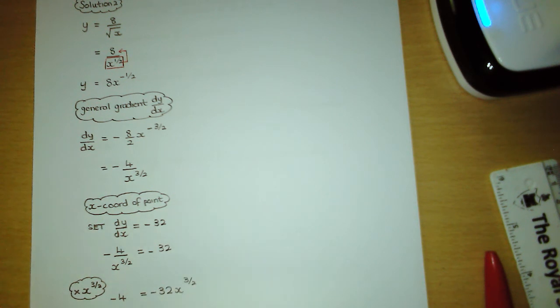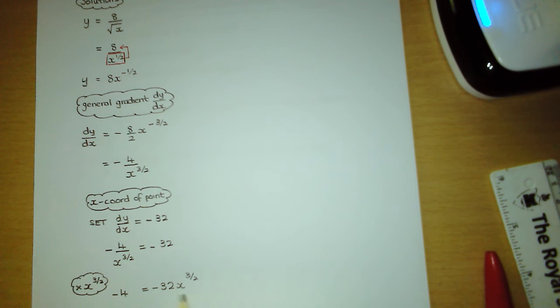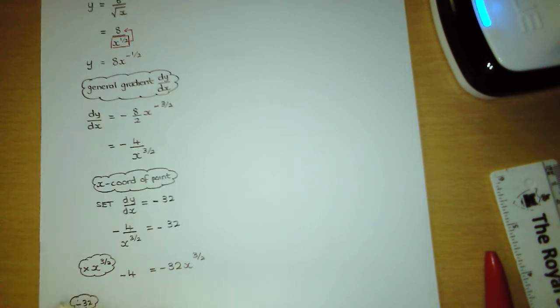So we're going to end up with minus 4 is equal to minus 32x to the power of 3 over 2. Now, we're going to get x by itself, so I'm going to divide both sides by minus 32. So we're going to have minus divided by minus is going to give us a plus, and then 4 over 32 is going to give us 1/8. And that's equal to x to the power 3 over 2.